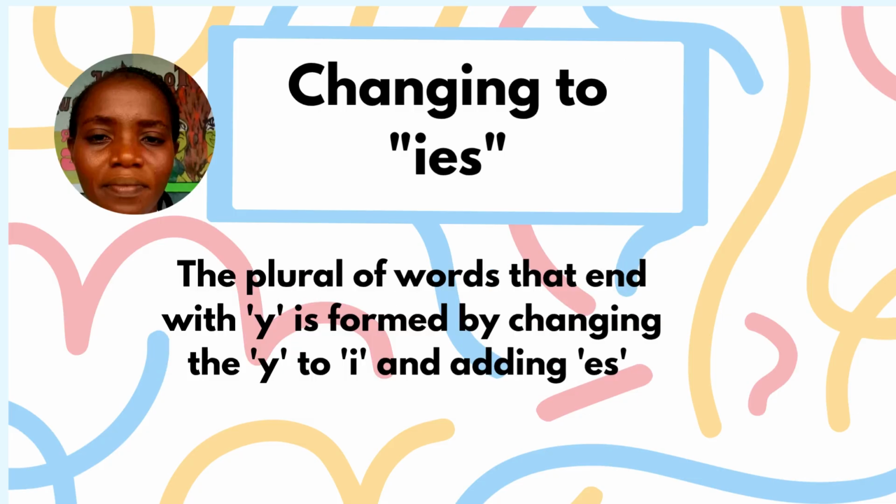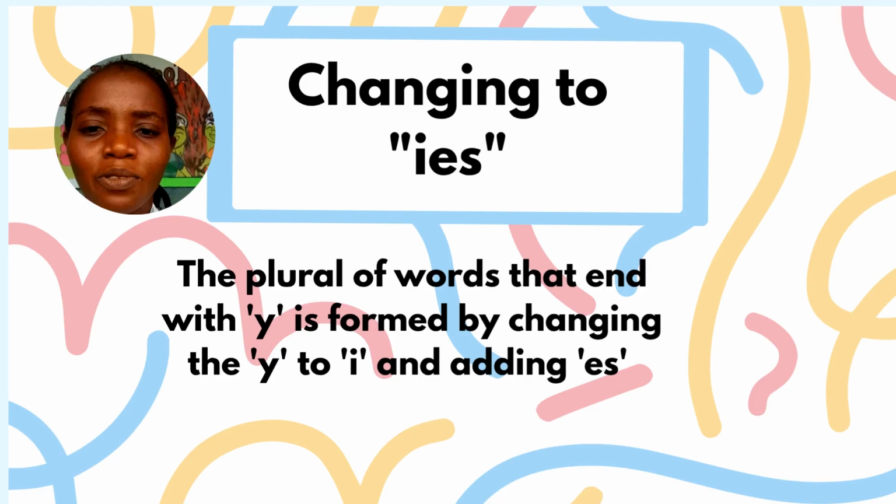The first method of forming irregular plural nouns that we are going to consider is addition of ies. To form the plural nouns of words that end with y, you first of all change the y to i and then add es. We'll be considering some examples of words that end with y and how their plurals are formed.